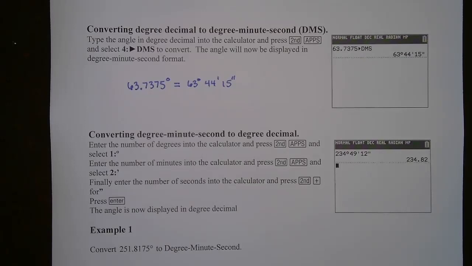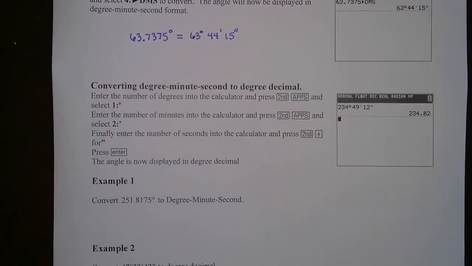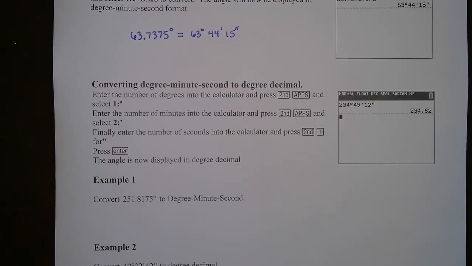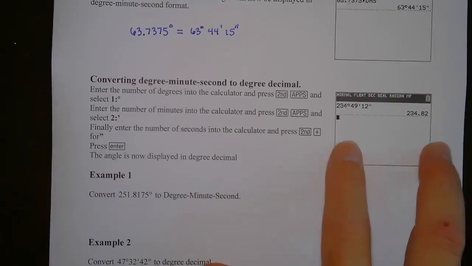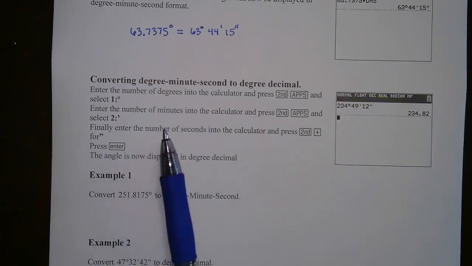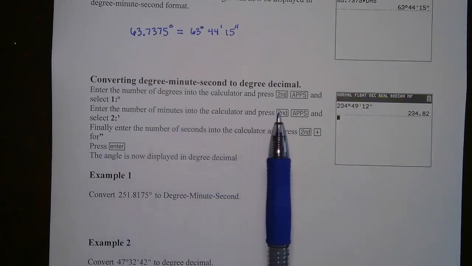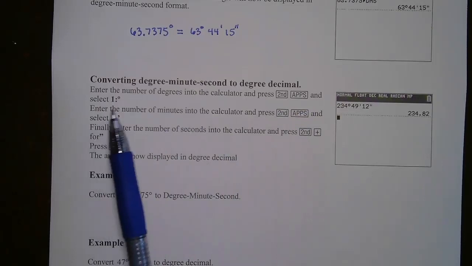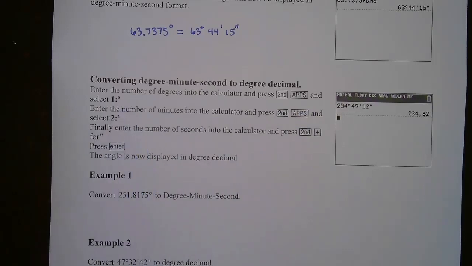Let's go to the next one, okay? How do we go in reverse? How do we take something that's in degree minute seconds and convert it to decimal? And so you're seeing a picture of it right here, okay? But what you need to do is enter the number of degrees into the calculator, all right? And then press second apps and select number 1, because you got to put in the degree symbol, all right? And then you got to put in the minute symbol. And then you got to put in the second symbol, okay?